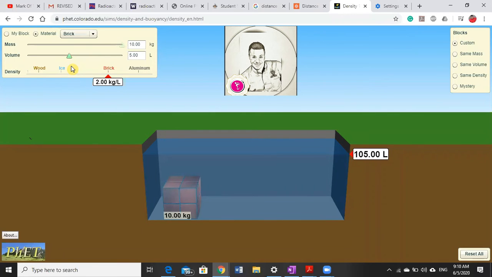Now, the density value is constant. It doesn't change, and it is the same for other materials. So if the density of water is 1 gram per cubic centimeter, no matter where you go in the world, that will remain the same. It will not change. It also doesn't matter what the volume of water is; it should work out to be the same.